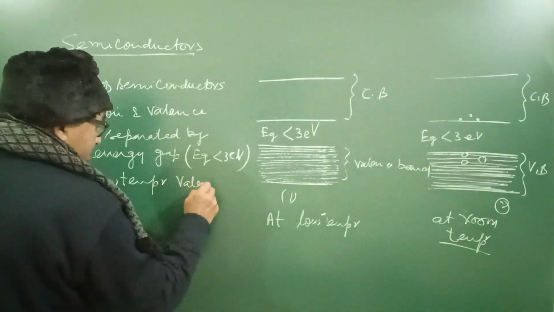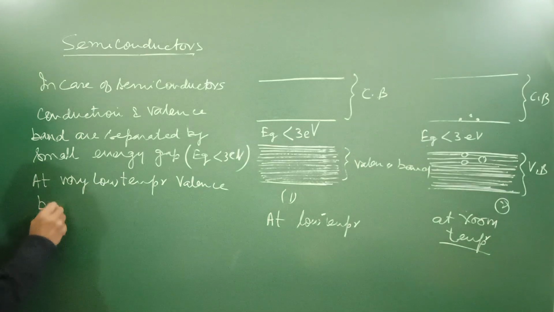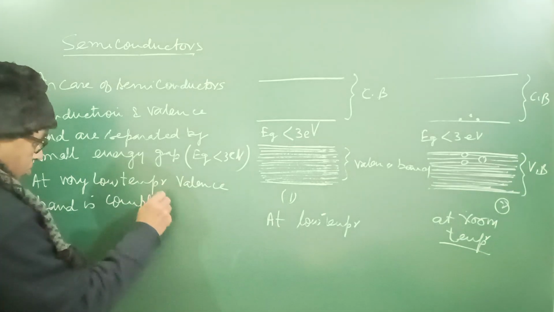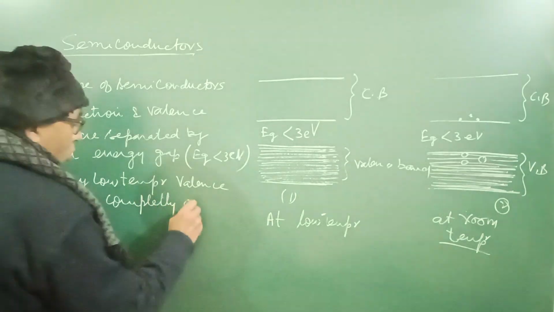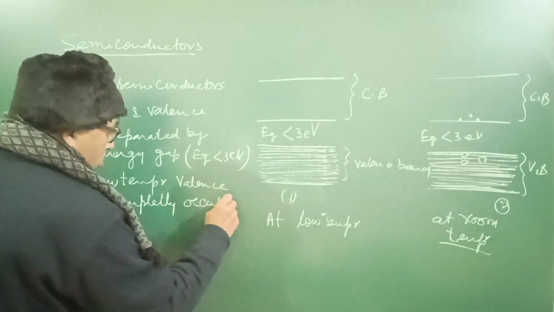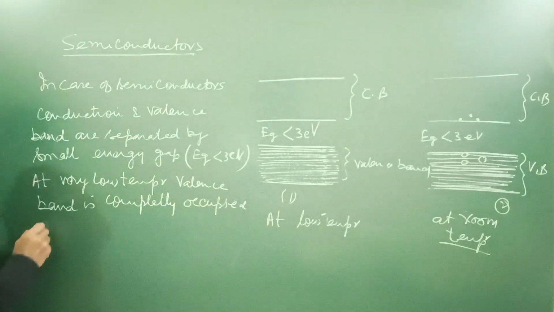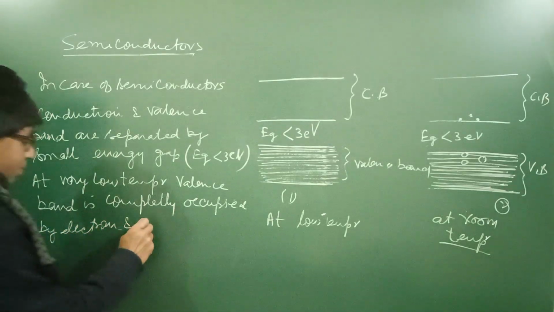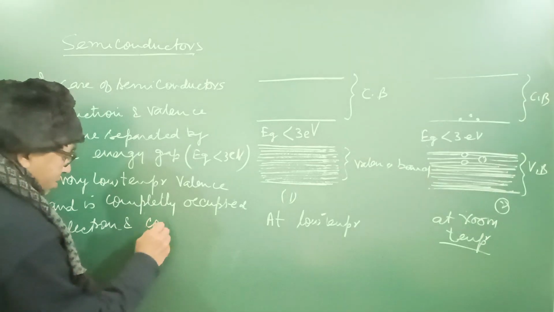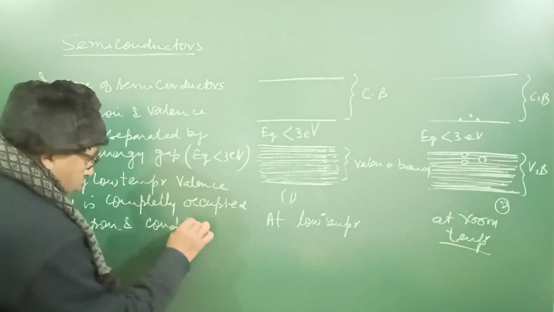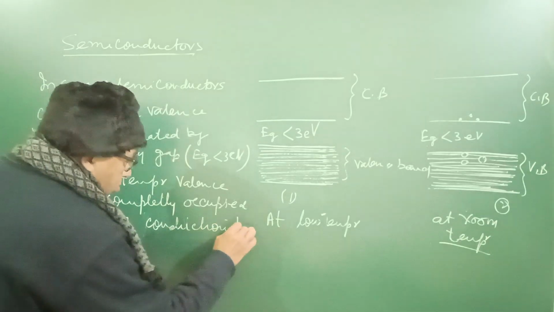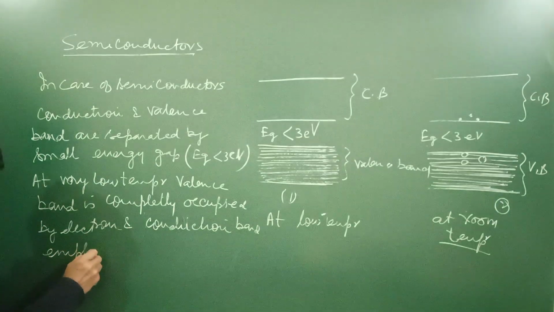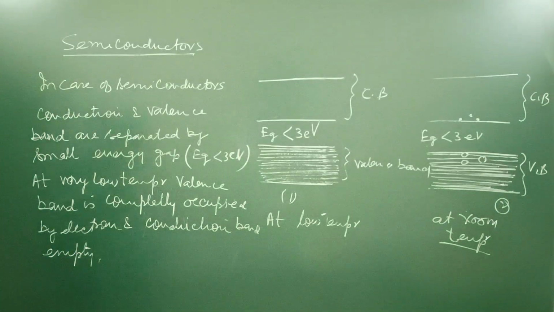At very low temperature, the valence band is completely occupied by electrons and the conduction band is completely empty.